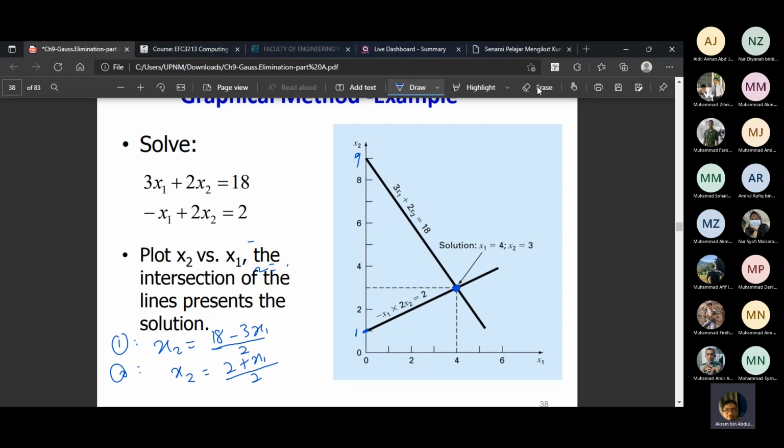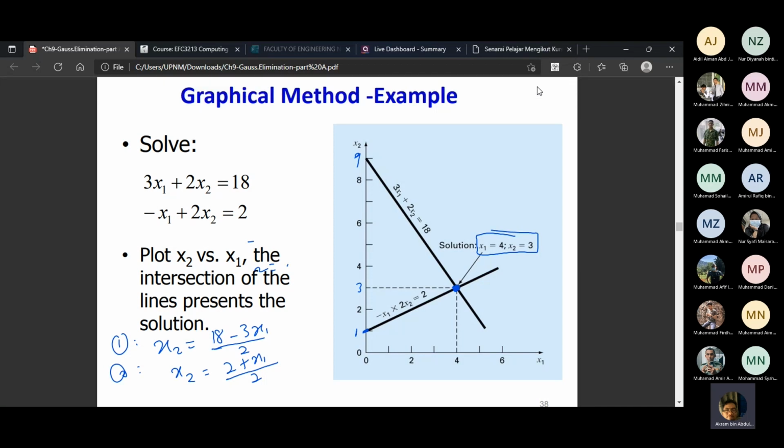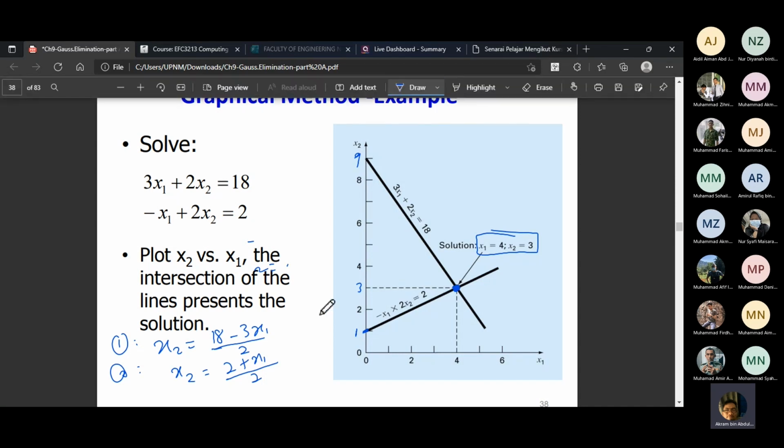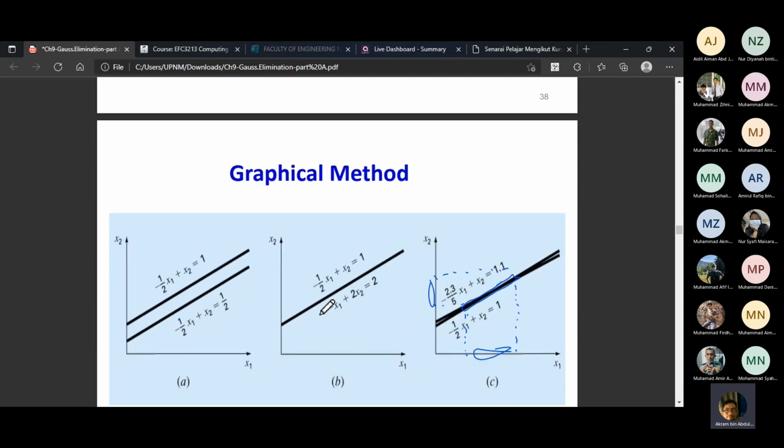So kita tengok, for x1, what is the value of this point here? It is equal to 4. And then for x2, it is equal to 3. So straight away, we will know that the solution for this system of linear equation, so our x1 is equal to 4 and x2 is equal to 3. So kita boleh ganti. You ganti 4, you ganti dengan 3, you akan dapat 18. You ganti 4, you ganti 3, you akan dapat 2. You can verify this. So this is how we can solve a given linear system equation by using graphical method.